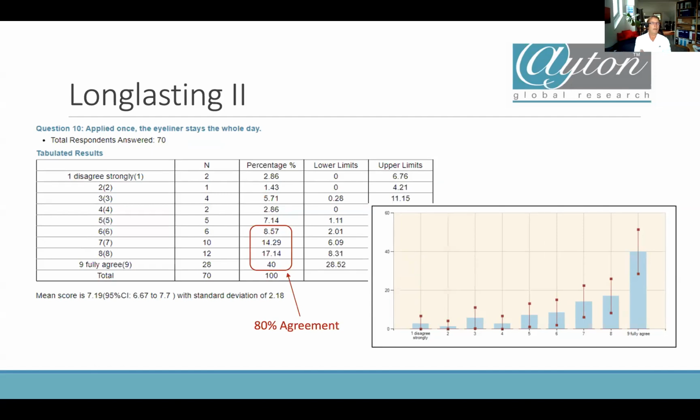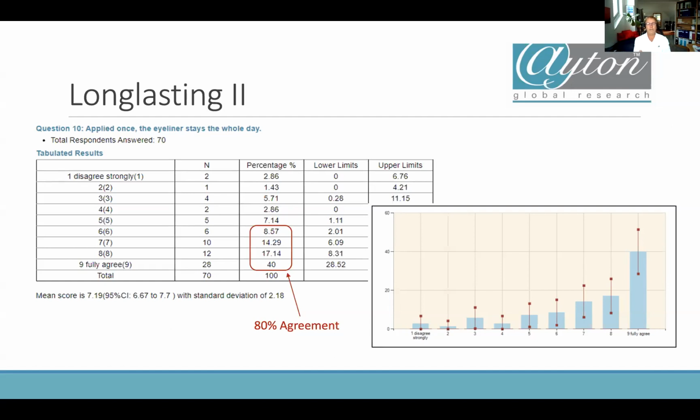With the question of applied once, the eyeliner stays the whole day, because in the end, that's what it is about. An eyeliner should stay the whole day. It doesn't need to stay 24 hours, because we can assume that at some stage, a person also goes to sleep and doesn't need the eyeliner anymore. So if you put it on in the morning and it lasts until you get home from your party or whatever, it's probably long enough. And with this claim, which means staying the whole day, we had an agreement of 80%. So 4 out of 5 women say it lasts all day.